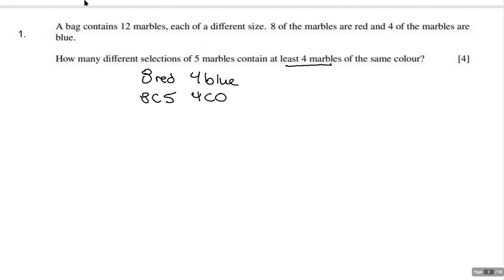All right. Now, since I'm only picking 5 marbles, that's an extreme. So what should I do? Go down or up? Down. So now I'm going to say 8, choose 4. Now if I choose 4 of the red, then what's going to happen with the blue? 4, choose 1. Right, exactly.